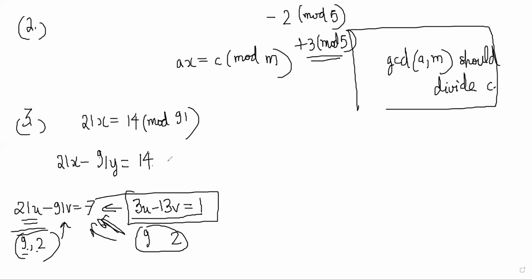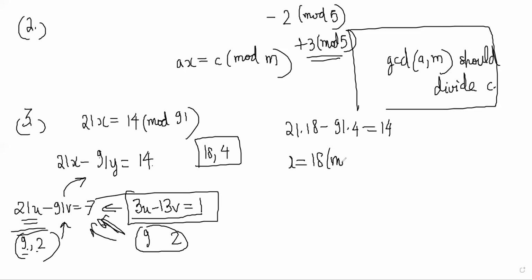Once you get 9 and 2, the equation's solution here will be just 18 and 4, right? Something like that, no? 18 and 4 it should become. So 21 into 18 minus 91 into 4 is equal to 14, right? So x is equal to 18 mod 91 is coming, right?